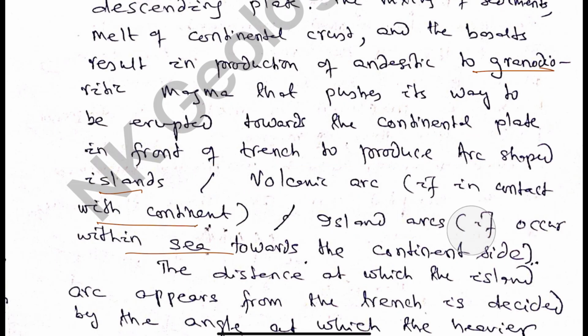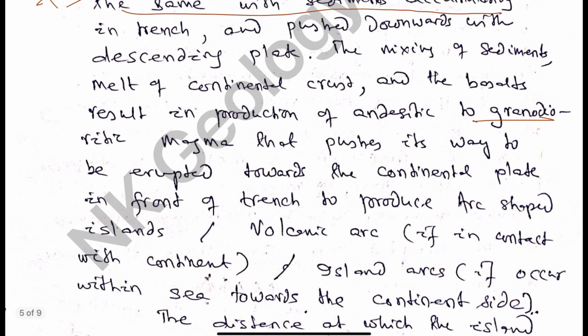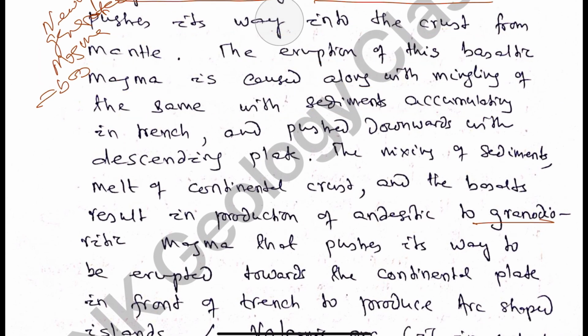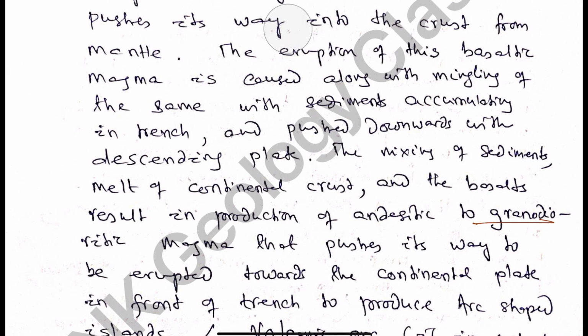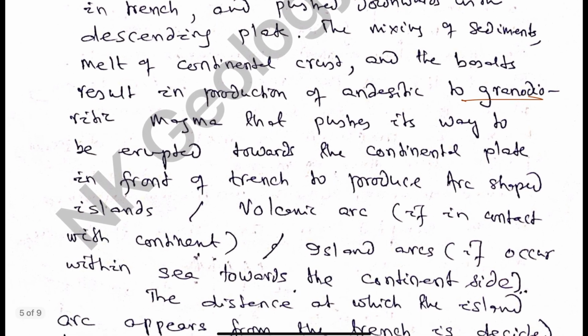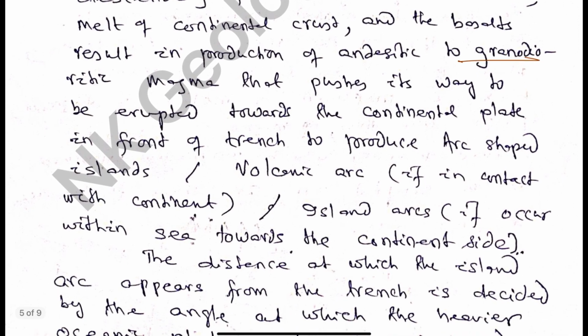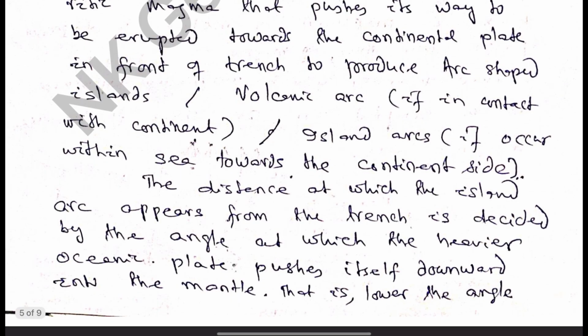So it is the melt produced by the descending, downgoing oceanic plate at depth that generates the magma. This magma comes up, mixes with sediments from the trench, and is transformed into granodioritic or andesitic magma, and this magma erupts to produce island arcs.